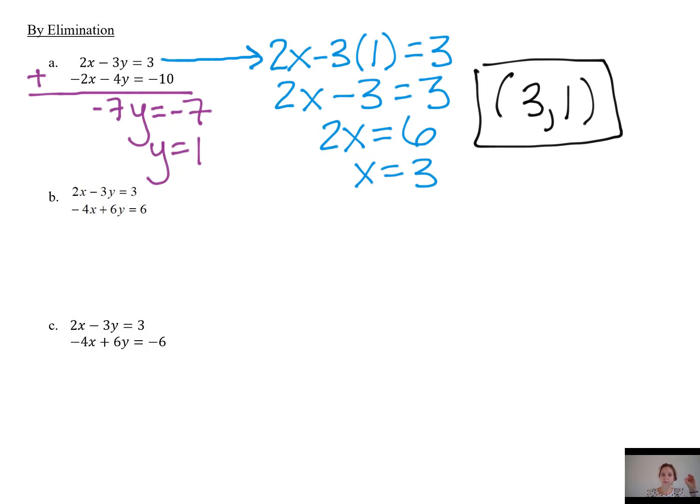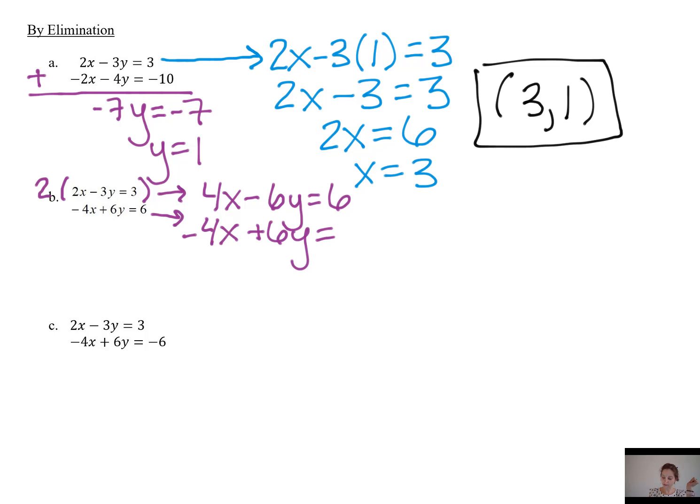Let's do the same thing for example B. However, there's nothing I can eliminate right away. If I added or subtracted these equations, the x's wouldn't go away and neither would the y's. So here I will multiply the top equation by 2 so that I get positive 4x and negative 4x. So I must multiply every term in that top equation by 2. I get 4x minus 6y equals 6. Bring the bottom equation over as is, negative 4x plus 6y equals 6.